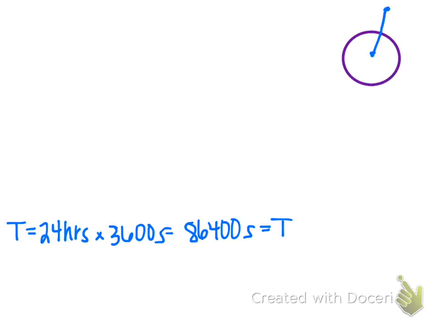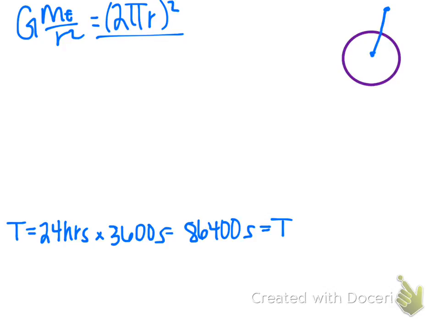Let's start with our equation. I'm just going to put that up here by itself. G times mass of the Earth over r squared equals 2 pi r, that whole term squared over r, times t squared. Do we understand why t only is squared down here? Yeah, because it's part of that velocity, which has to be squared.